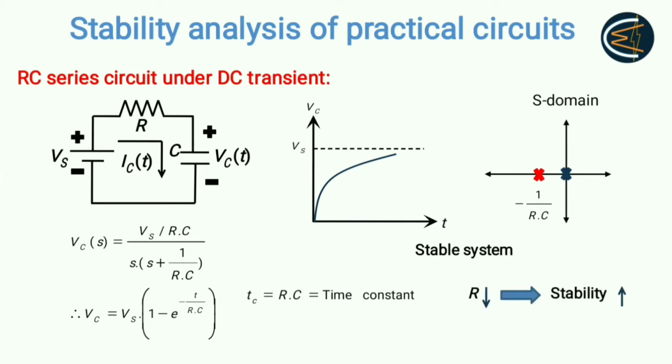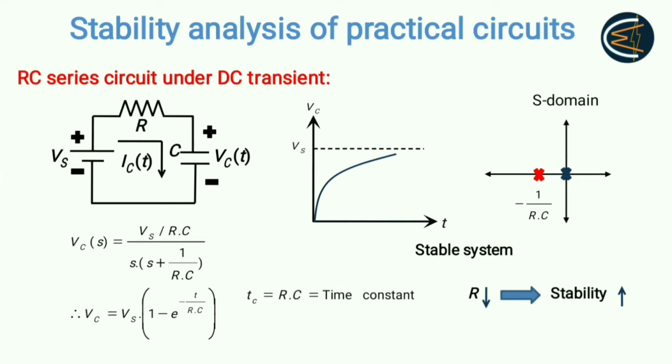Now suppose you want to keep C constant and vary the resistance. Automatically, if you vary the resistance, it will vary the time constant and it will affect the stability. Stability is just the reciprocal of the time constant. So if you decrease your resistance, stability will improve. Why? Because if you decrease the resistance, this pole will go far away from the j omega axis, right? And if it goes far away from the j omega axis, its stability improves.